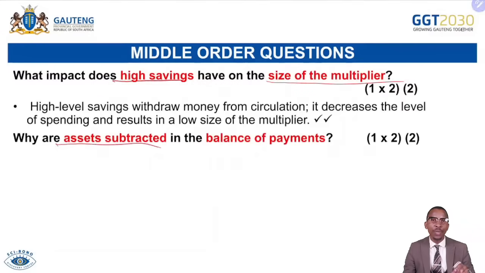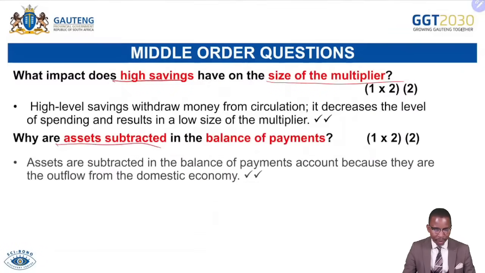Remember, in this situation, we call them negative assets. They are subtracted because they result in the outflow of money from the country's economy. But as we subtract them, we call them assets because the future gain of that particular amount that was invested abroad will benefit the country in the near future.